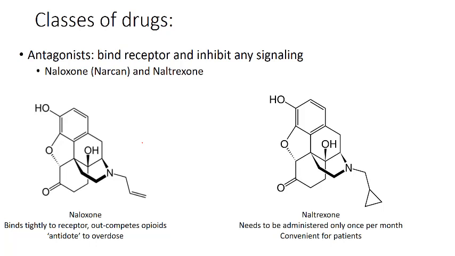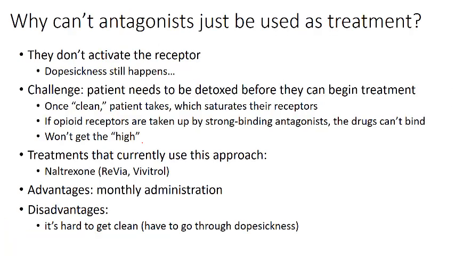Another example is naltrexone, which is used as a therapy for opioid addiction and is particularly convenient because it needs to be administered only once per month. You may be wondering, if antagonists can just bind the receptor and prevent the high, why not go that route for therapy? It's one option, but therapy is much more complicated than that.